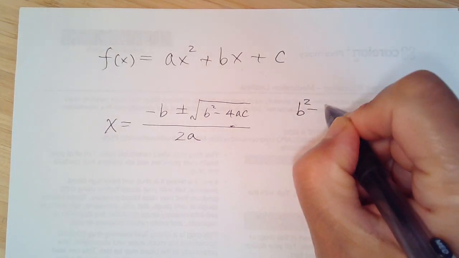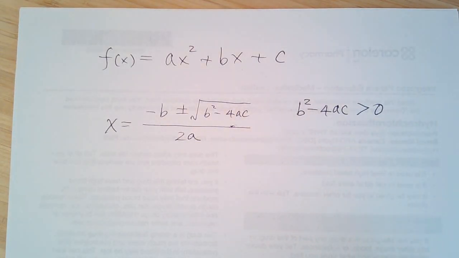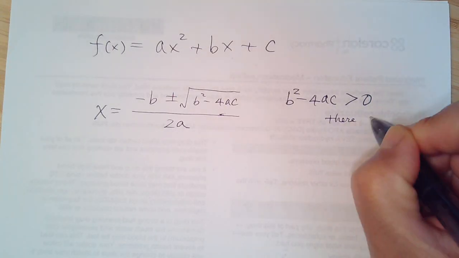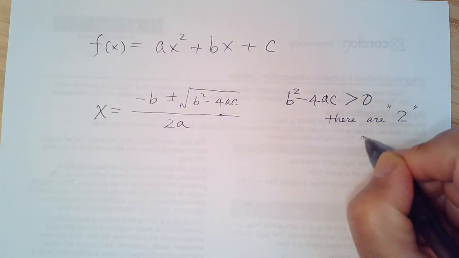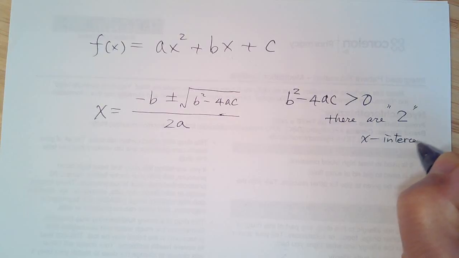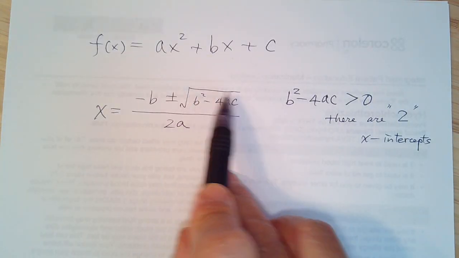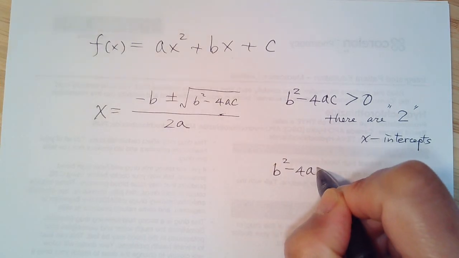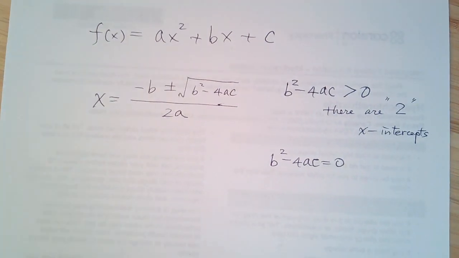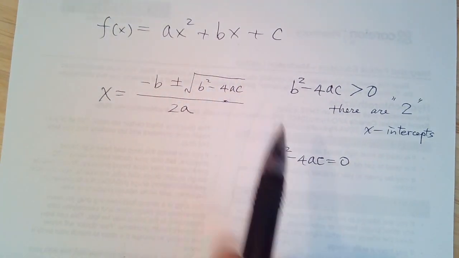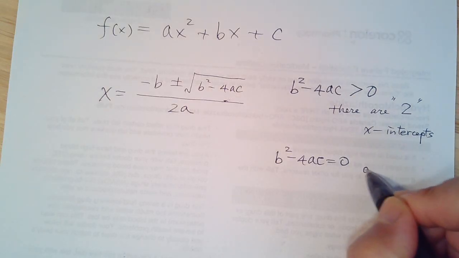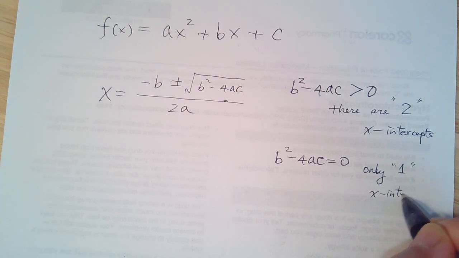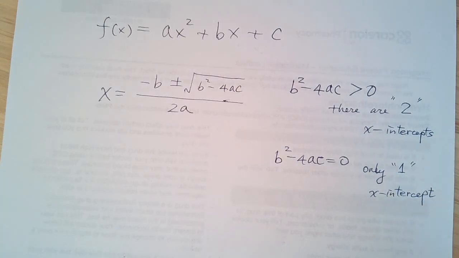If b squared minus 4ac is positive, you take the square root of a positive, then there are 2 x-intercepts. Why? Because you take the square root of a positive number, and here you're going to use a plus or minus, okay? So if b squared minus 4ac equals 0, then this part is 0, so your plus minus 0 doesn't make any difference. So there's only one x-intercept, which means your graph will touch the x-axis and go away.